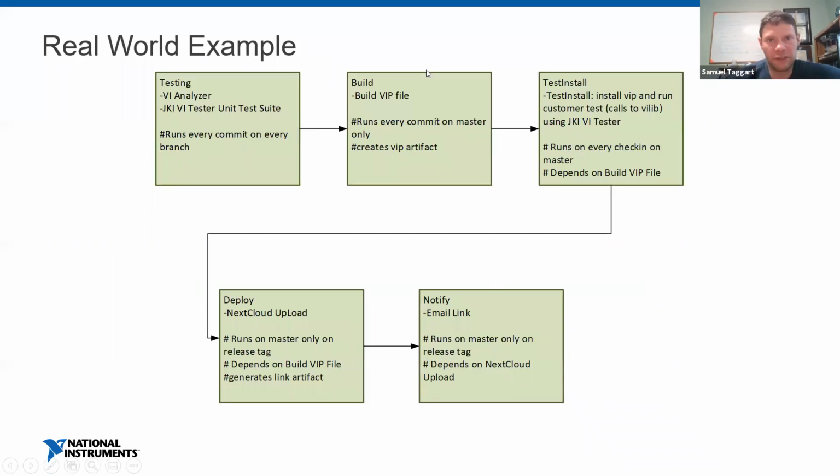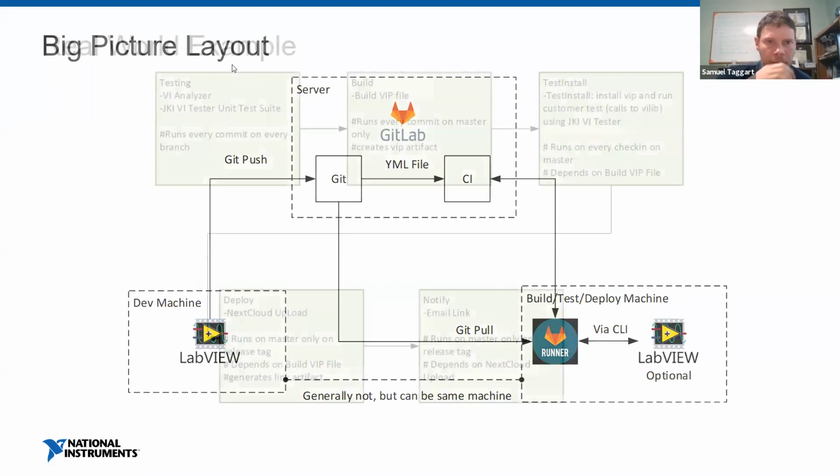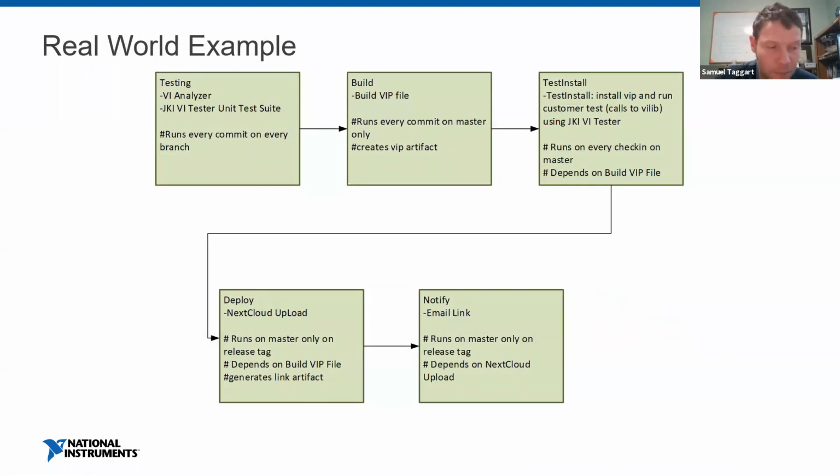All right, so here's a real-world example that I shared in my presentation at GDevCon. I was working on this project, and I was trying to do some test-driven development, write the test first and then write the code. And I thought, oh, I'll integrate that with continuous integration. This is my initial thought: I figured I'd have a testing stage that would run VI Analyzer and the JKI VI Tester unit test suite. That's what I use for unit tests.